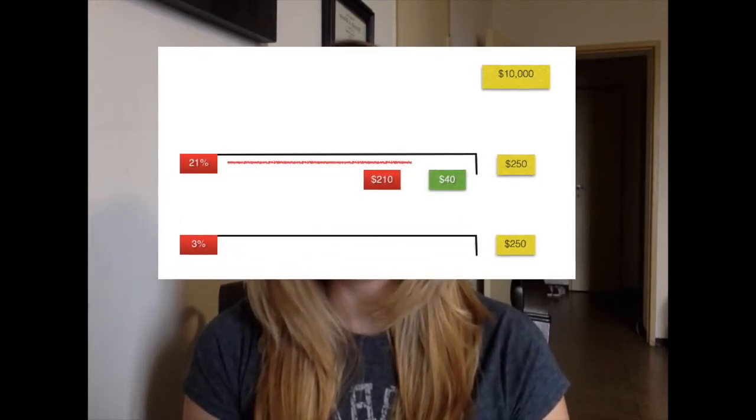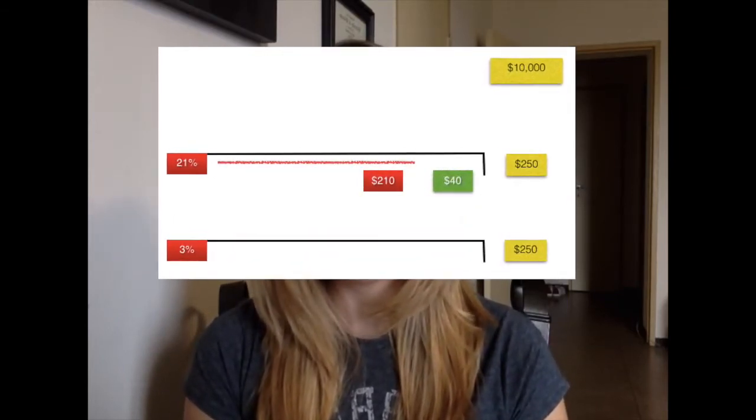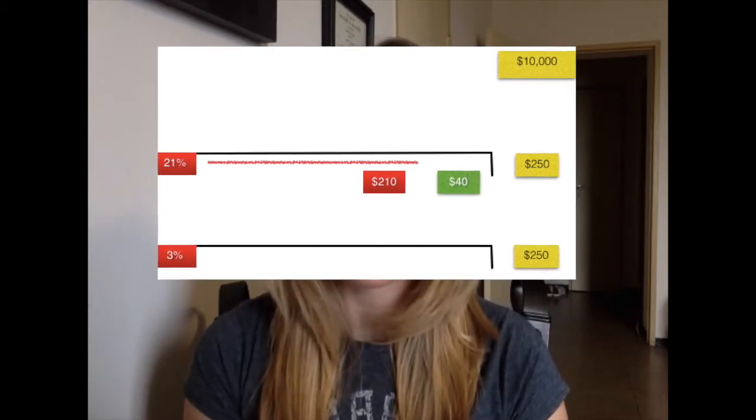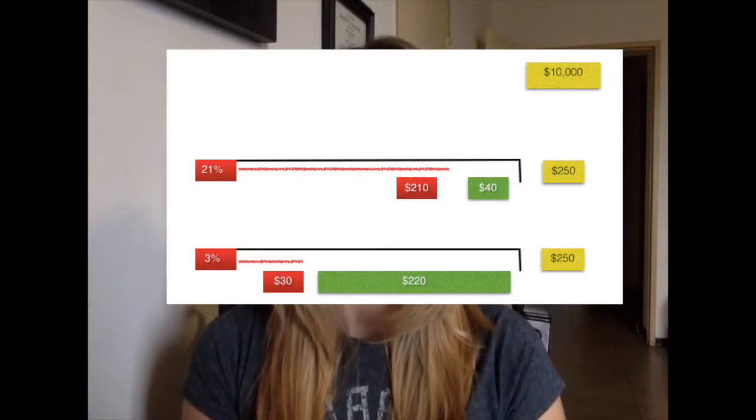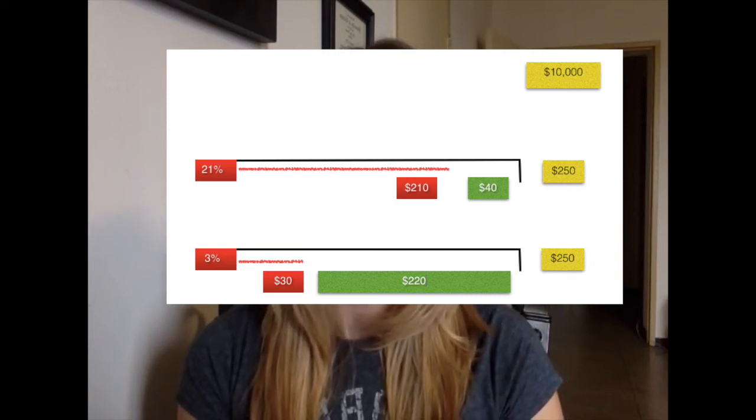So when you look at the loan, the actual interest rate is based off of the total amount of the loan, okay? So if they owe $10,000 at 21%, he's going to be paying $210 in interest and only $40 towards principal, where the guy who's paying 3% interest on his $10,000 car is going to pay $30 in interest and $220 on principal. So the interest rate that you have on your car is really going to have a compound effect on your entire loan, the length of the loan, and all of that stuff.